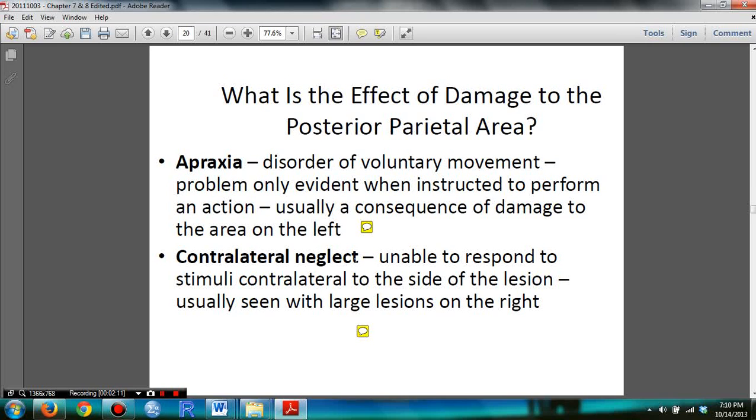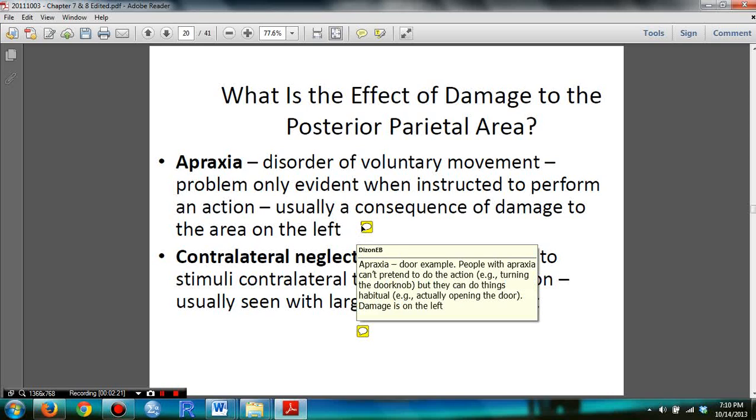And then you need to know these two disorders, apraxia and contralateral neglect. Apraxia is a disorder of voluntary movement, and here's my side note. People with apraxia can pretend to do an action, for example, turning a doorknob, but they can do things habitually, such as actually open a door. So basically, damage is on the left side.